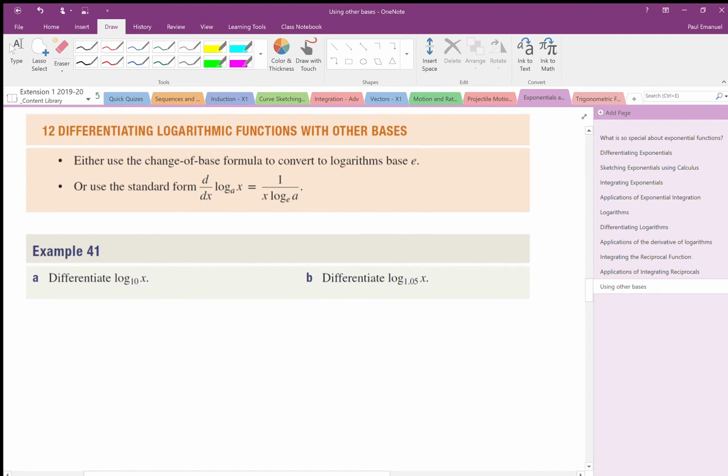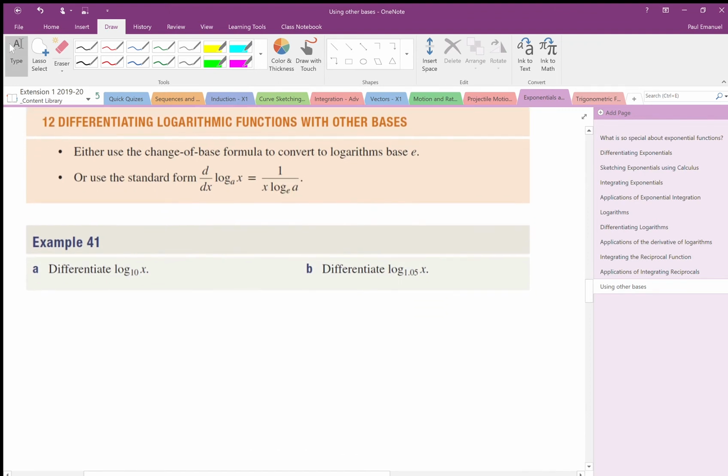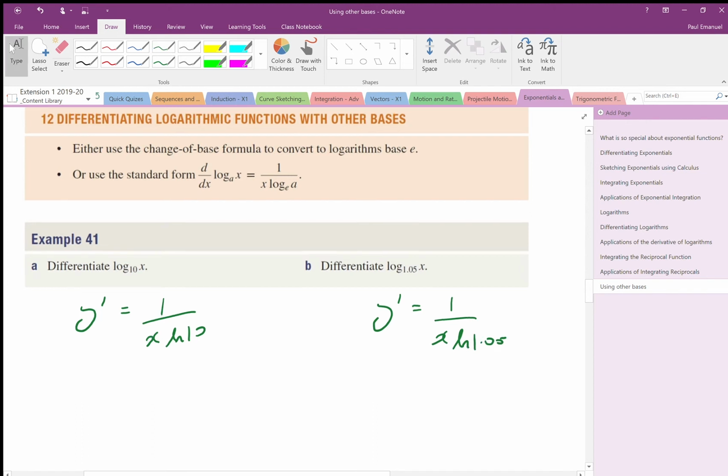Okay. This is getting very repetitive, so I'm actually going to stop here. But this one will just be 1 on x log 10, 1 on x log 1.05.